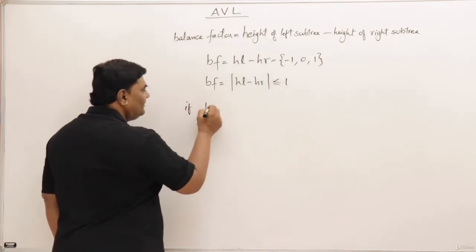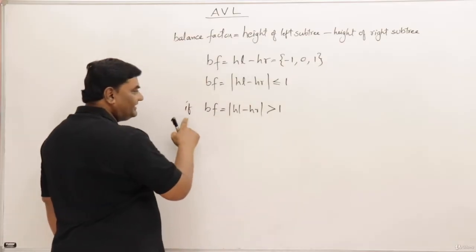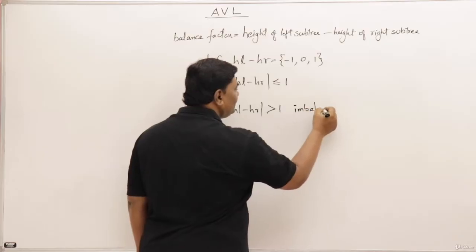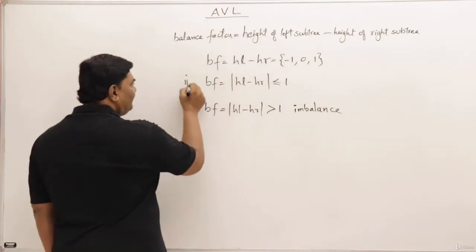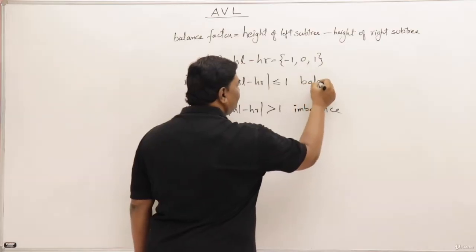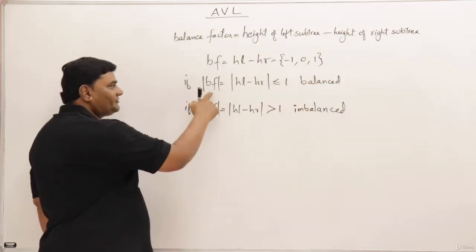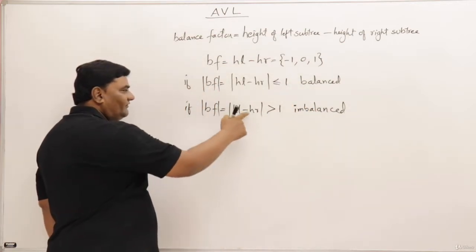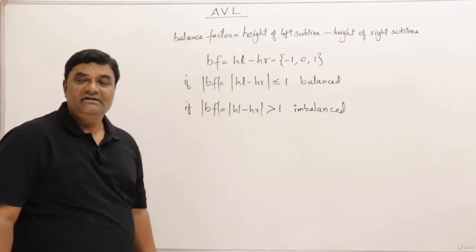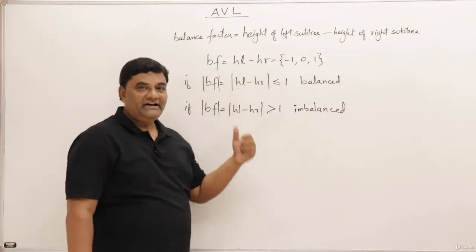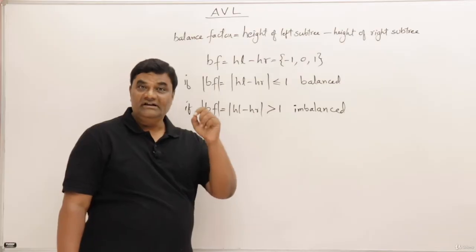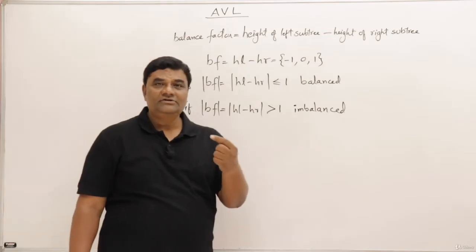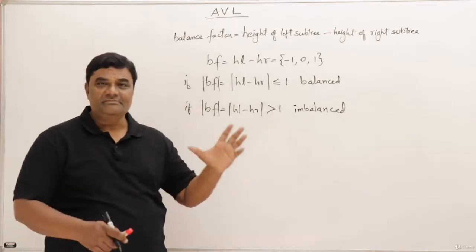If the balance factor of any node is greater than 1, then that node is imbalanced. If the absolute value of the balance factor is less than or equal to 1, then the node is balanced. So we calculate the balance factor for each and every node in an AVL tree. Every node should be balanced. If any one node is imbalanced, then we say the tree is imbalanced.